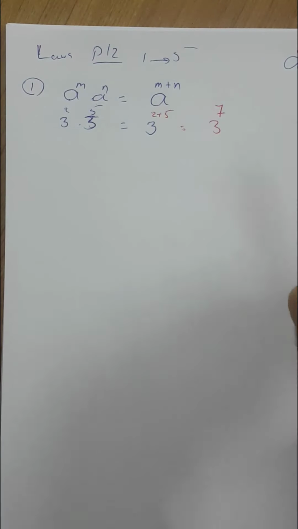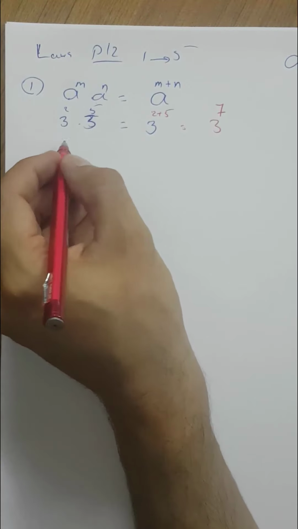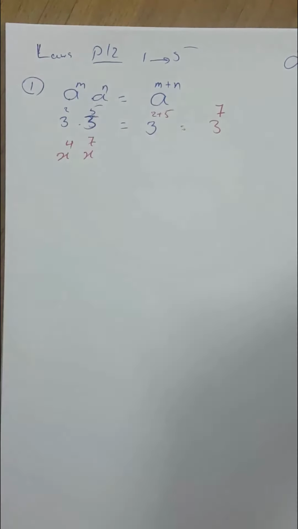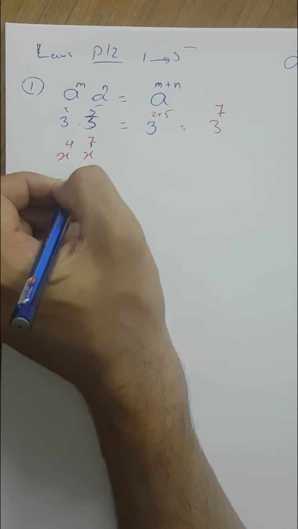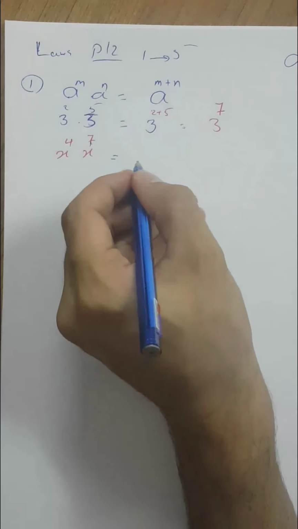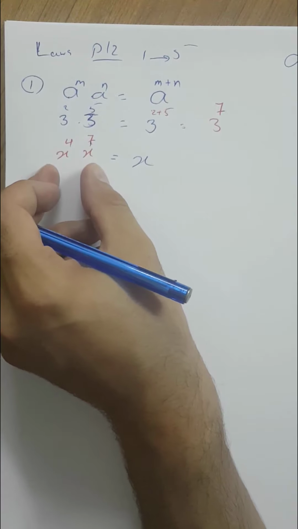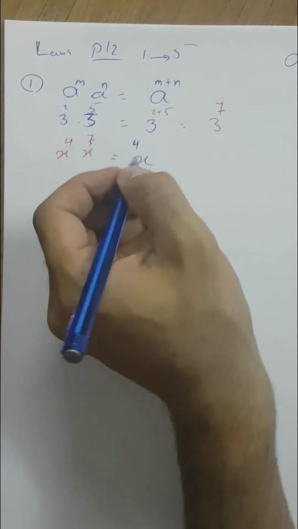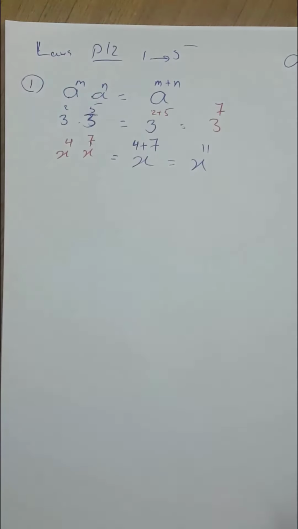I'll change this one to another language, which is in your example 3 part A. So I say x to power 4 multiply x to power 7. From the number language to the variable language, it is equal to x to power, because both of them are x and they are the same base. So it is equal to 4 plus 7, which is equal to x to power 11, and that's all that we have.